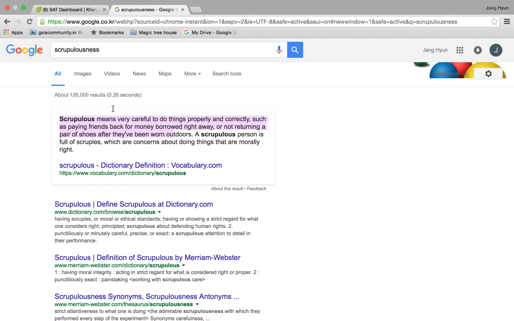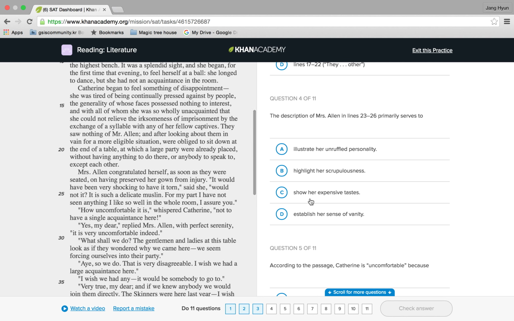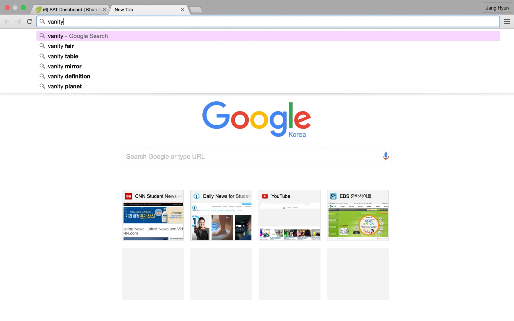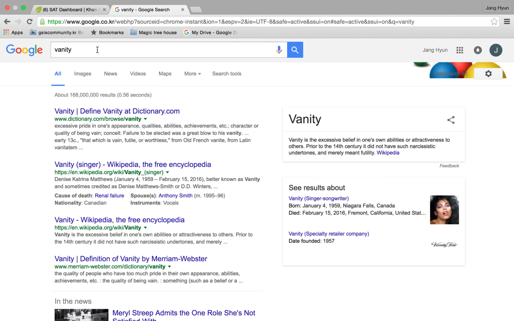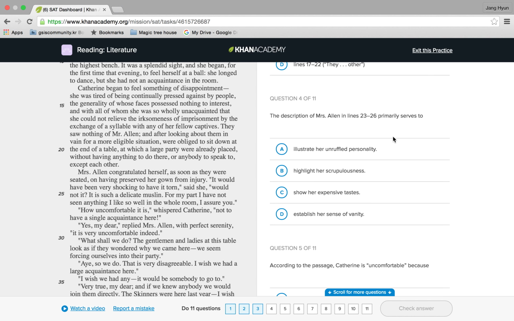To do things properly and correctly. Doing it properly and correctly? No. Show her expensive taste. Establish her sense of vanity. Wait, what's vanity again? I know what vanity is. Definition: excessive pride in or admiration of one's own appearance or achievements. So, narcissism, conceit, self-love, yes. Exactly. Establish her sense of vanity.